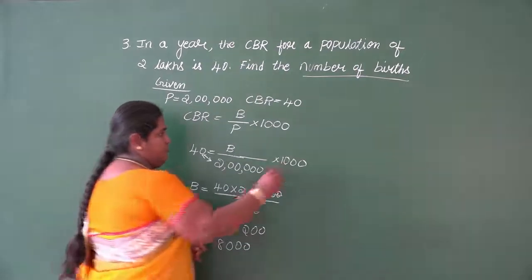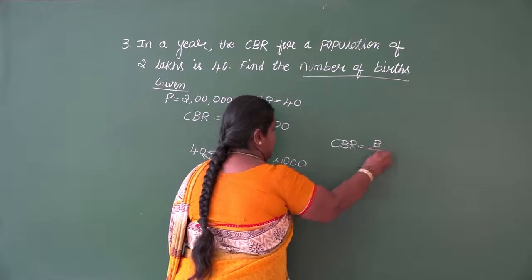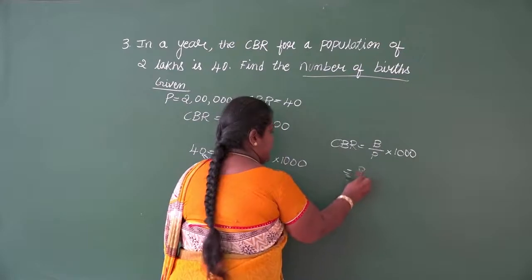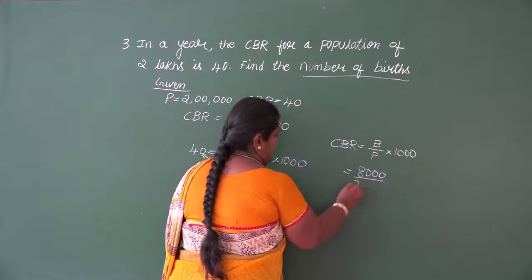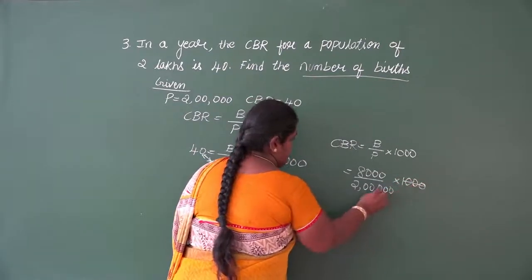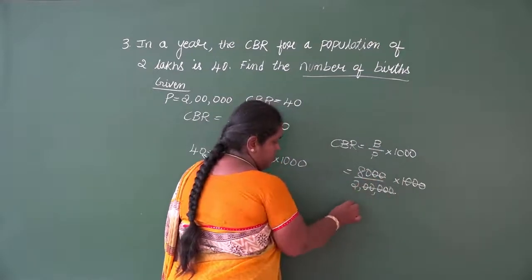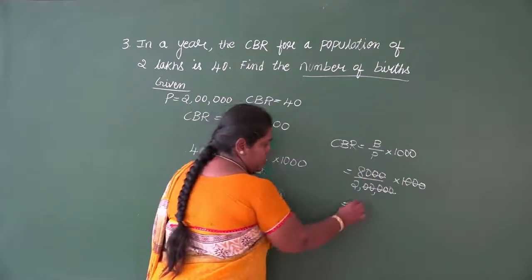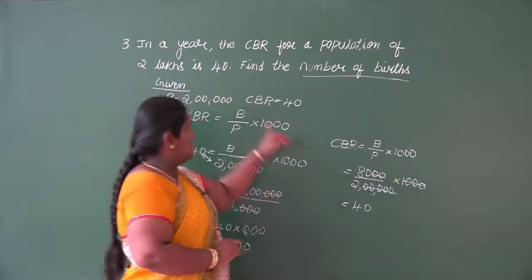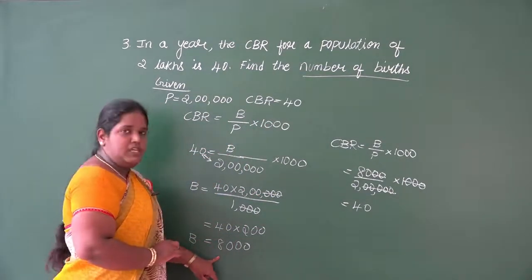You can verify it using the formula CBR equals B divided by P into 1000. So B is 8000 divided by 2 lakh into 1000. You can cancel 1000 and 1000, and even the 200 and 100. You'll be left with 80 divided by 2, and 80 divided by 2 is 40. That is what was given in the question. The CBR value is 40, so what we have found is correct. So births will be 8000.